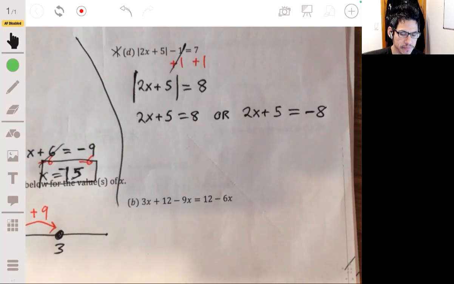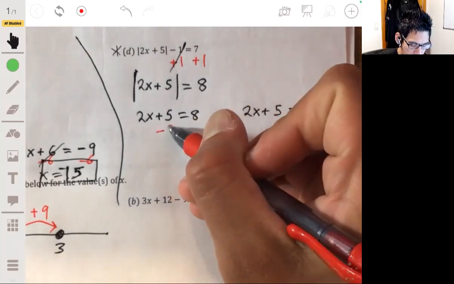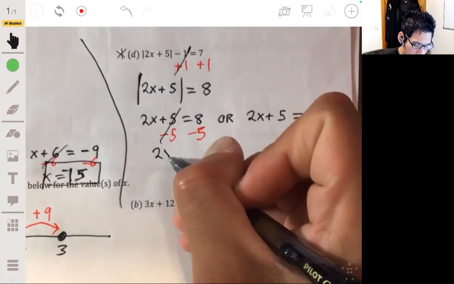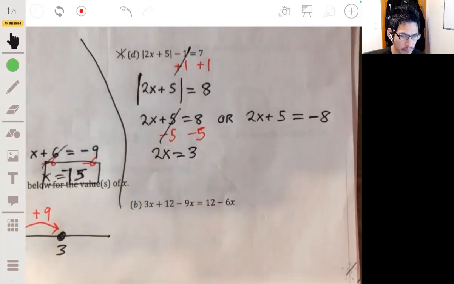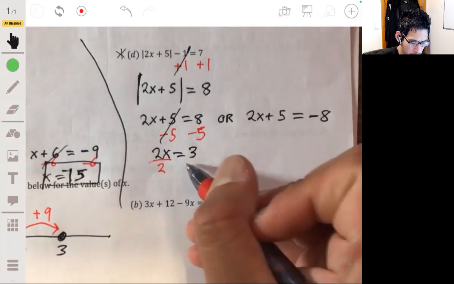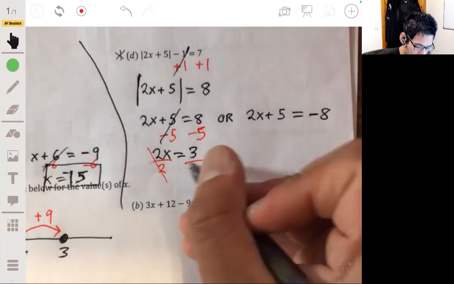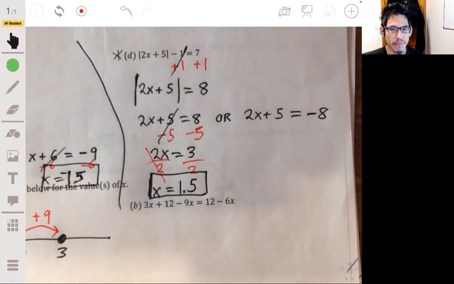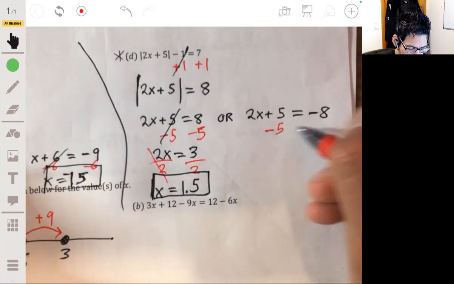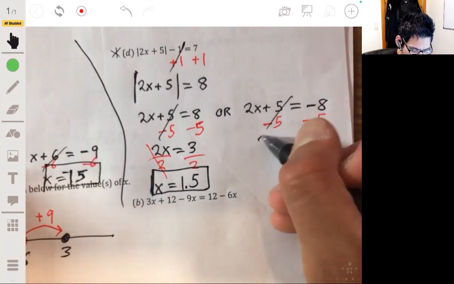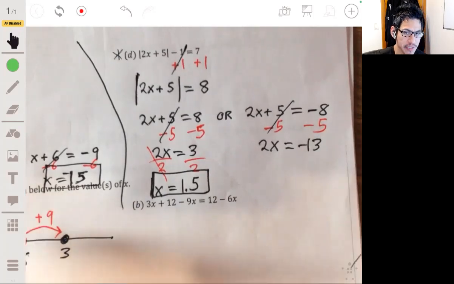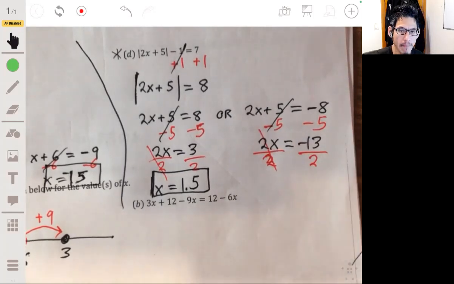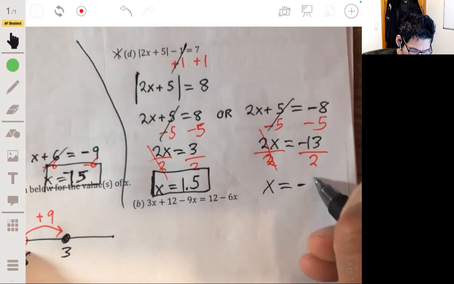And we just solve both of these, just like a normal equation. Take away the 5, 2x is 3, and divide by 2. We get x is 3 halves, or 1.5 as a decimal. Here, take away 5, and then divide by 2. 2x is negative 13. And x is negative 6.5.